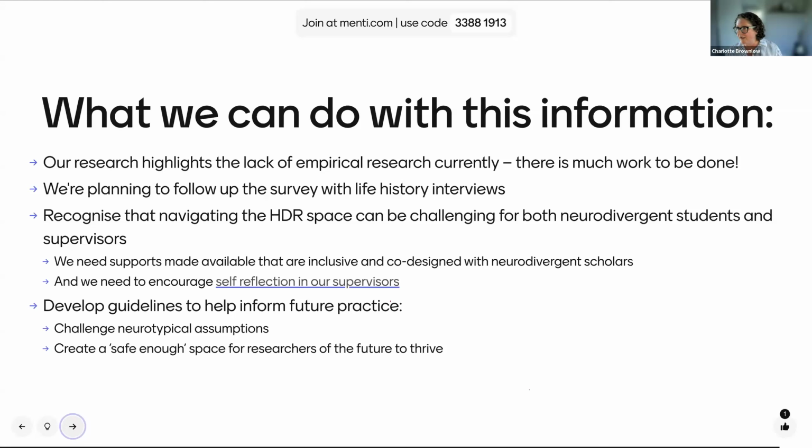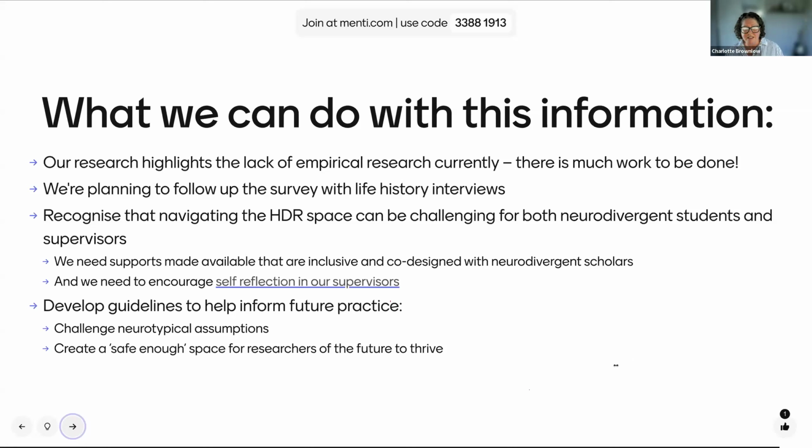So things like the AI that Inga's already spoken about, practically helping people along the way, but also making support access much easier within universities and giving supervisors the tools to have conversations that they might feel difficult or uncomfortable in terms of providing supports.